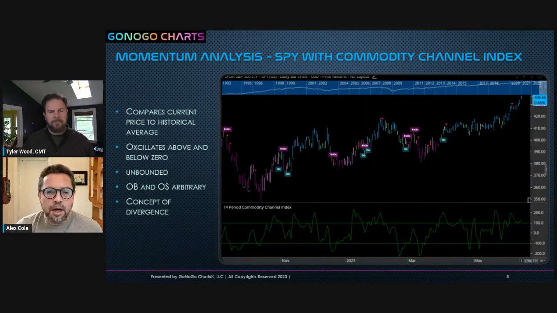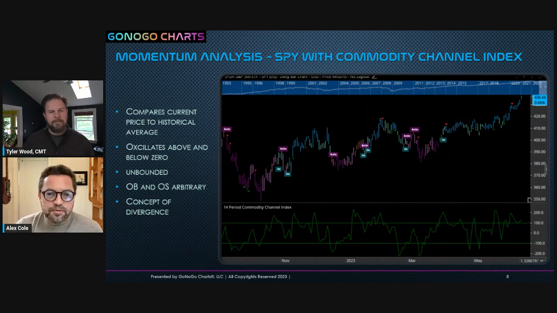You know, it can be arbitrary. Where do you put it? Do you just put it at 100 and negative 100, which is perhaps what's most often used? But if you get a security where you've got a commodity channel index reading that's going much, much higher than that, perhaps that's not extreme enough of a reading to give you any kind of information.